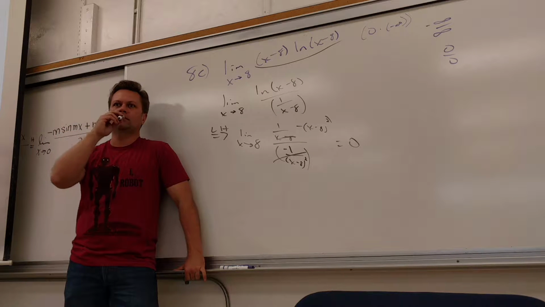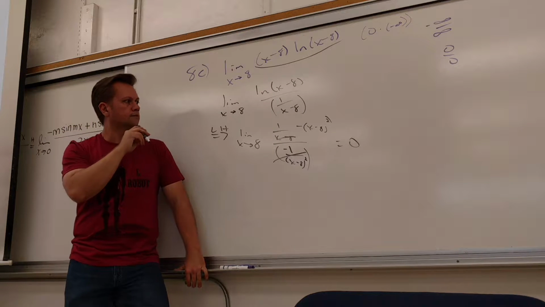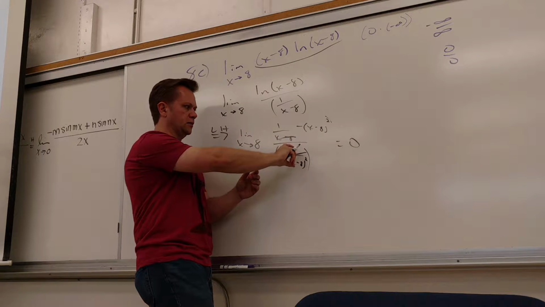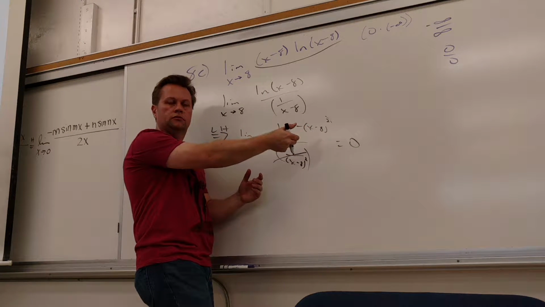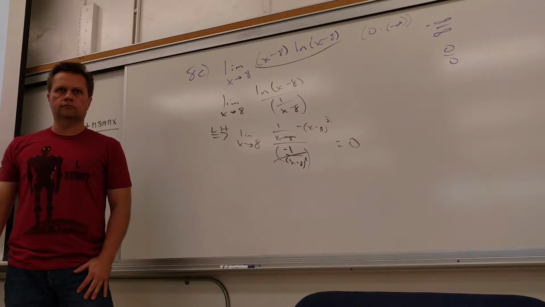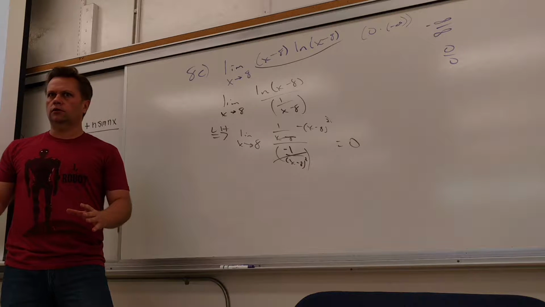Yes? What was that last one? Multiply by... Here? Yeah. Division by something is multiplication by its reciprocal. Right. So I just rewrote this as its reciprocal. Okay, cool. I like it.